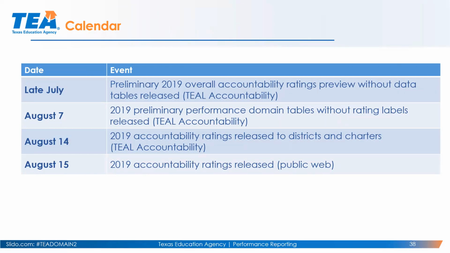Okay, I have some calendar updates for you. In late July, we're going to release the preliminary 2019 overall accountability ratings preview. This will be a preview of your accountability rating in each domain and overall for 2019. This will be released in TEAL Accountability. On August 7th, we'll have preliminary performance domain tables without rating labels released in TEAL Accountability. And then on August 14th, we'll have accountability ratings released to districts and charters. Those will be through TEAL Accountability, with everything being public on August 15th.